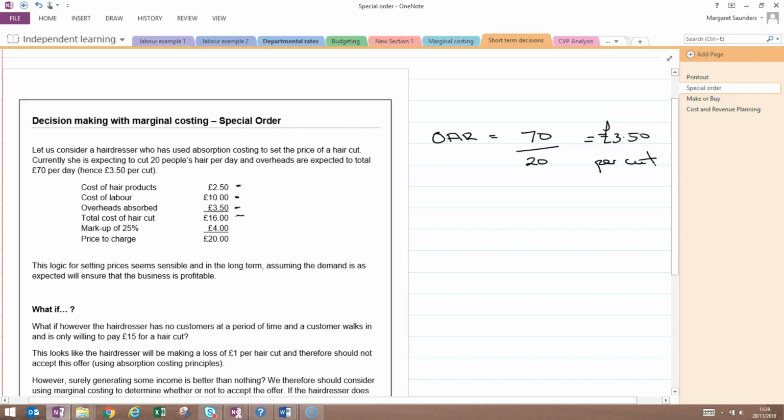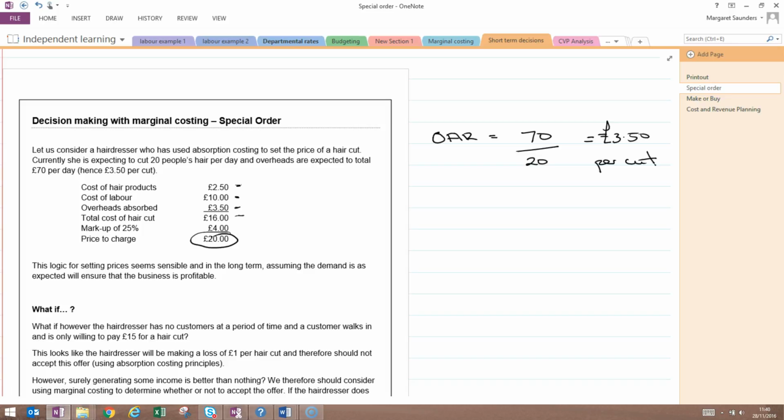Now she needs to make a profit, and she looks to make a markup of 25%. So add 25% onto £16 and selling price for the haircut £20. So using traditional costing, £20 per haircut.